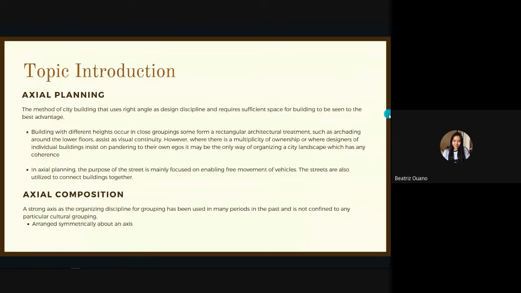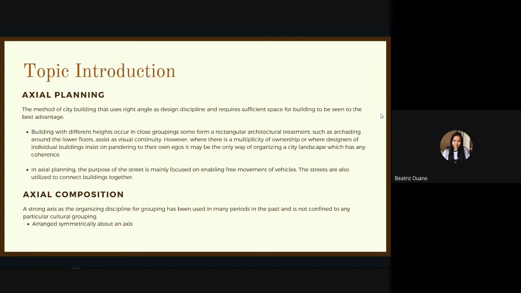In axial planning, it is used as a method of city building that uses right angles as design discipline. This method requires sufficient space for buildings to be seen to the best advantage. Another characteristic of axial planning is that buildings of different heights occur in close groupings. Some form a rectangular architectural treatment, such as arcading around the lower floors, which assists visual continuity.